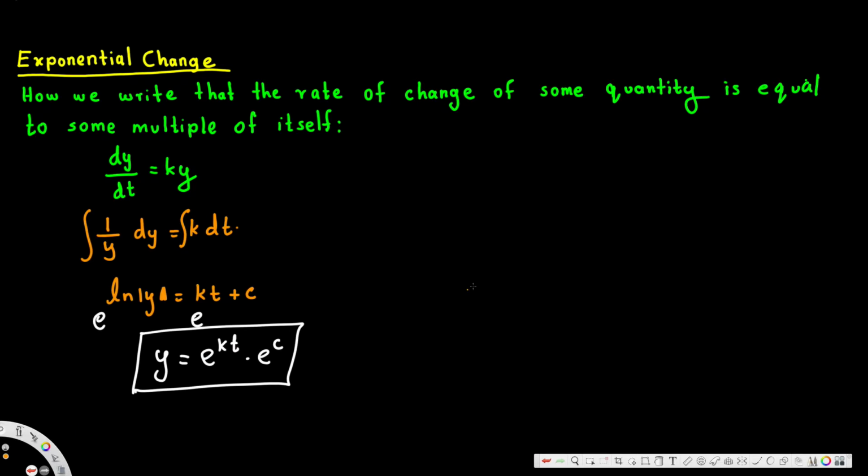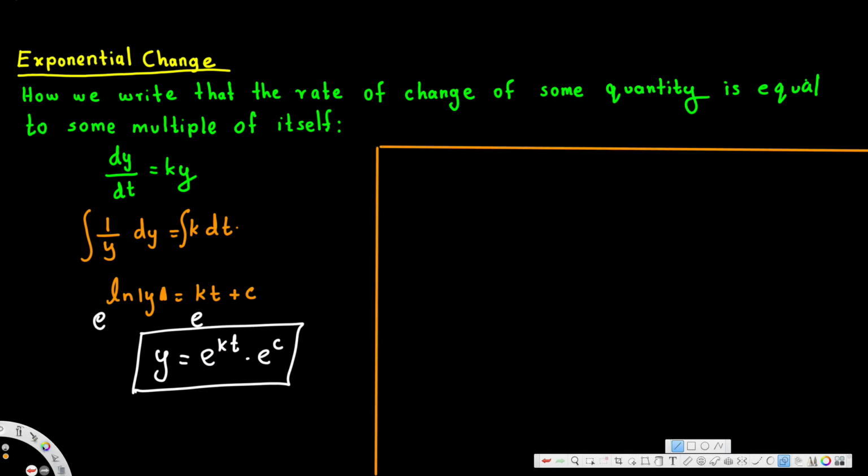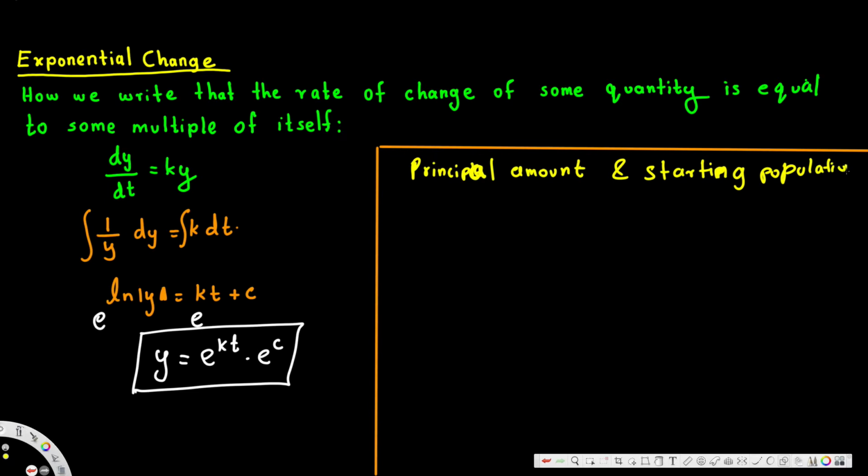Now let's see another one. Let's see how we can find the principal amount. We can call this in two different ways: principal amount or starting population. So we are going to derive an equation using this equation.